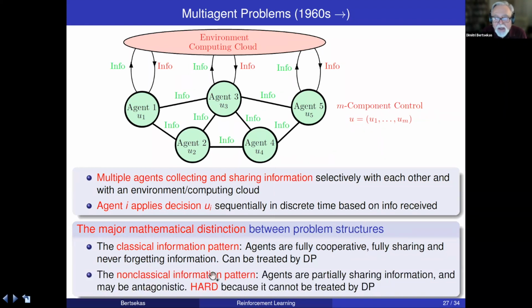A much harder case is the non-classical information pattern, where the agents do not share the same information. They may share some information, but not all of it, and also possibly may be antagonistic. These problems are very hard, extremely hard. The main reason is that they cannot be treated by dynamic programming.